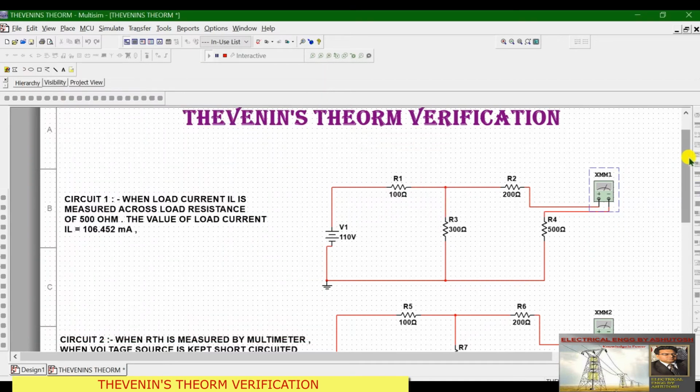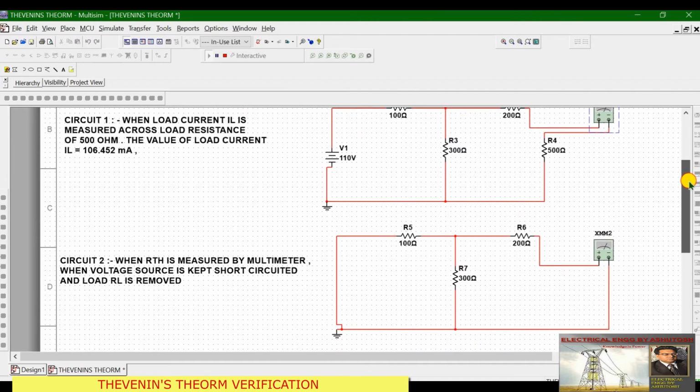Now see next. This is our circuit 1. When load current IL is measured across load resistance of 500 ohm, the value of load current is this. So this is verified. Okay, this is correct. Now we will move further to our next circuit. Circuit is same, but now what happens? We have to find out RTH.